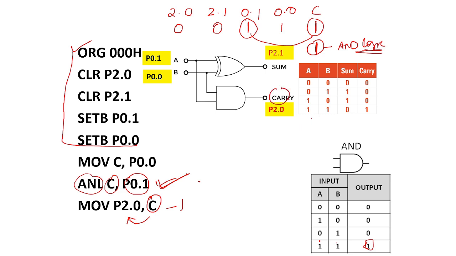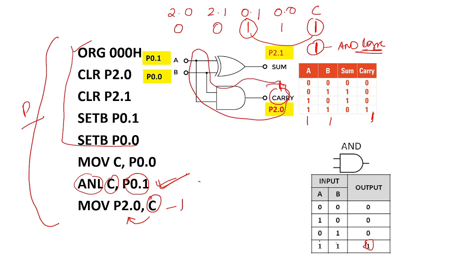So what I assumed here is 1 and 1. I am giving two inputs, 1 and 1. The carry is 1. So that's what we obtained here, right? The carry is 1. So that means we wrote the program properly. So this is for carry. The carry is over. Okay.